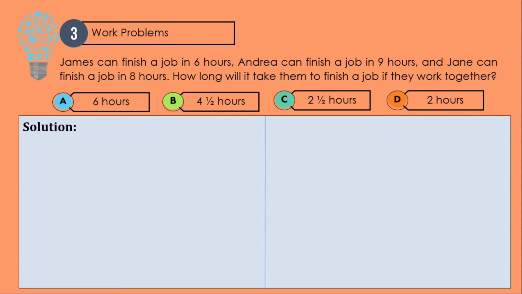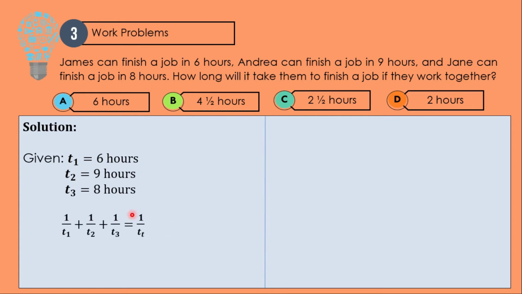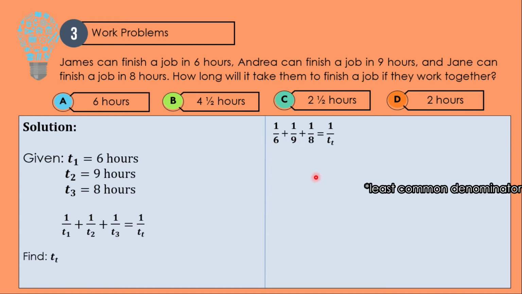First, let's determine the given of this problem. We have James who can finish a job in 6 hours, Andrea can finish a job in 9 hours, and Jane can finish a job in 8 hours. Notice that we have 3 persons involved, and to solve this, we simply add another expression or fraction to the formula we had from the first work problem. Now let's simply substitute the given to the formula. We'll have 1 over 6 plus 1 over 9 plus 1 over 8 is equal to 1 over T sub T. Find their greatest common factor.